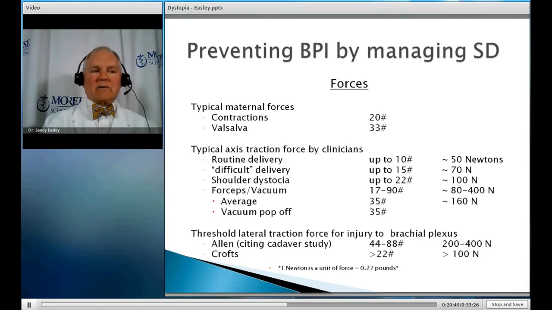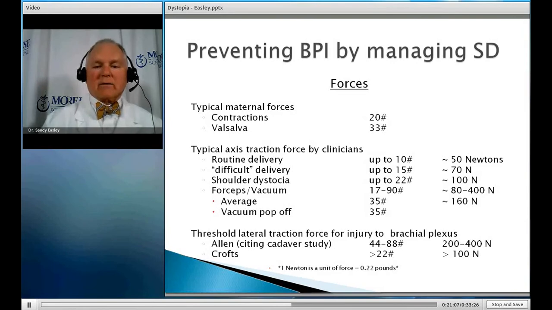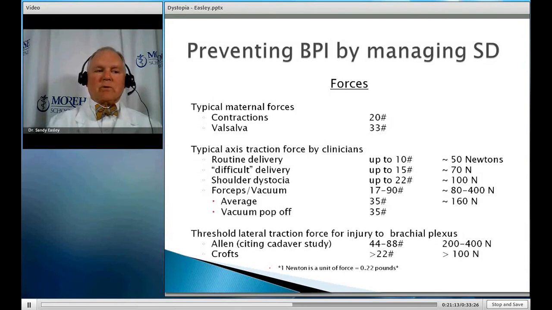It's not surprising, I think, to realize that contractions and maternal pushing effort in the second stage are very forceful. But I would not have imagined that 53 pounds of pressure is placed on the infant in the second stage of labor. Next are the typical axis traction, not lateral traction forces that have been measured in routine and difficult shoulder dystocia and operative deliveries. Excessive axis traction would most likely be applied in a forceps delivery since the vacuum cup will pop off at around 35 pounds.